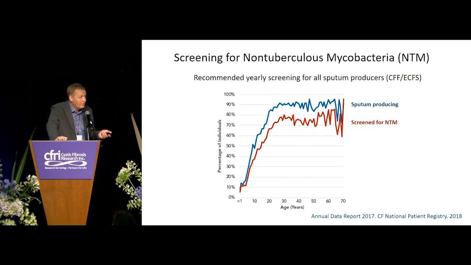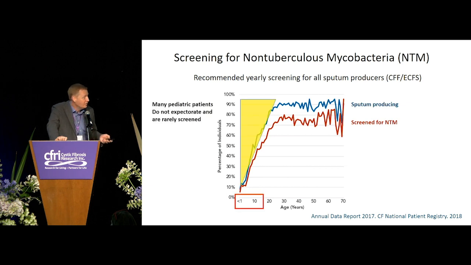And so here we have the U.S. registry data, the most recent data set that's been released. These are from 2017. You can see there on the vertical axis the percent of individuals in the U.S. This covers about 95% of everyone with CF in the U.S. And across the bottom, moving to the right, are increasing ages. So the percent of those who can produce sputum is shown in blue, and then just below that, those who are screened for NTM in that year.